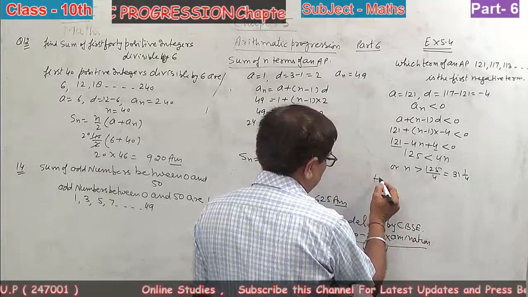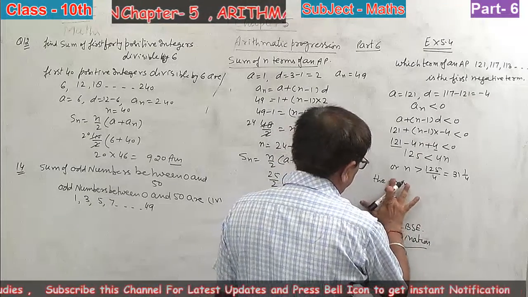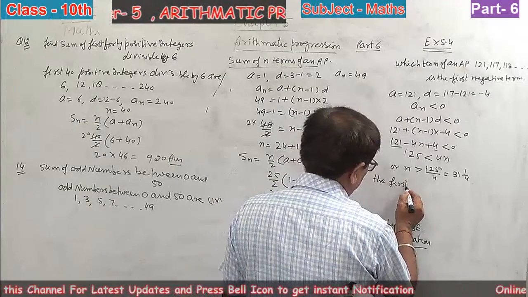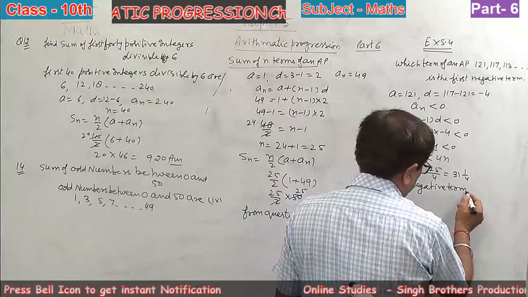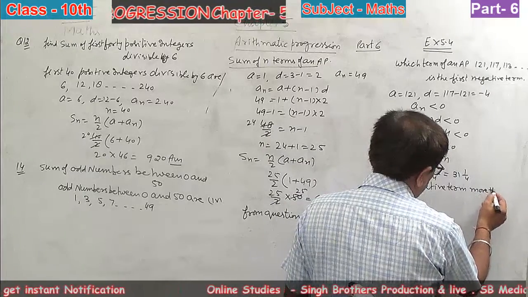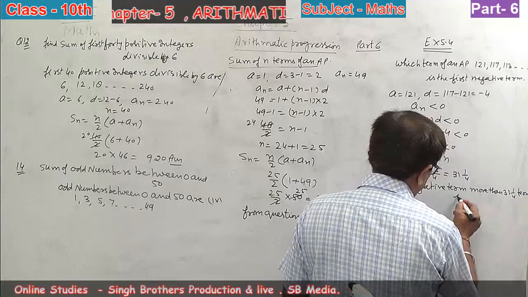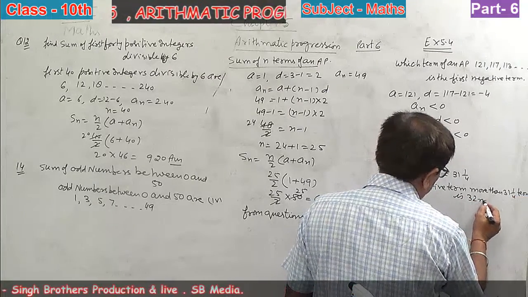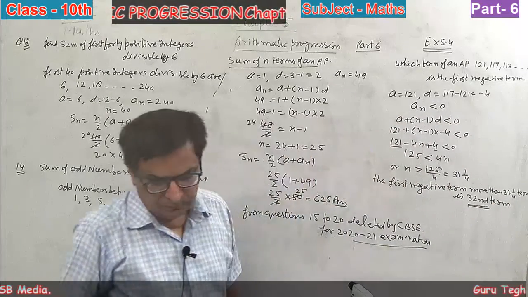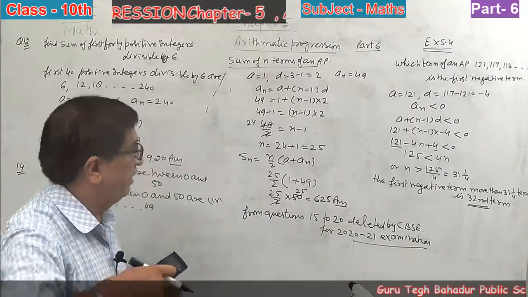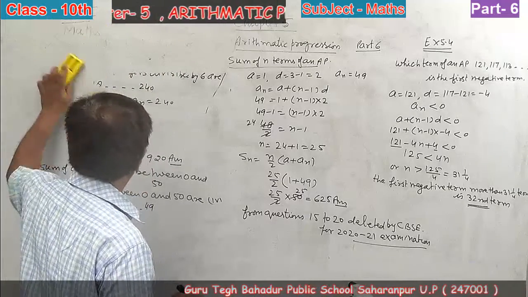The first negative term is the term more than 31 1 upon 4, that is 32, the 32nd term. See question number 2 of exercise 5.4 and then this chapter will be completed.